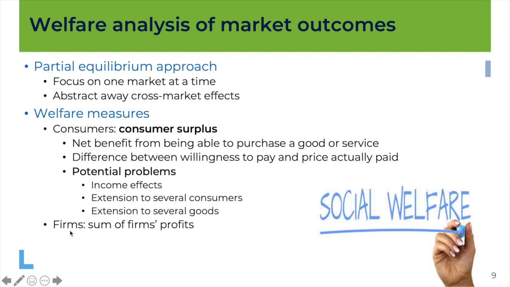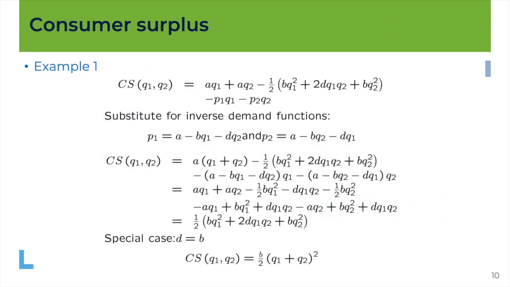Later we will talk about the firms, but you already know that if we want to measure the well-being of the firms, the intuitive measure is the profits of the firms. We will come back to that. So just to finish, let's compute the consumer surplus in our two examples.